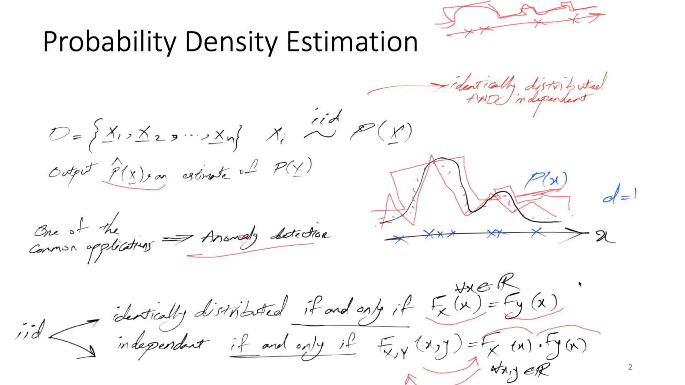All right, any questions so far? Let's talk about the first method now. How are we going to accomplish this task? We want to find p hat of x. The first technique is called the histogram method.